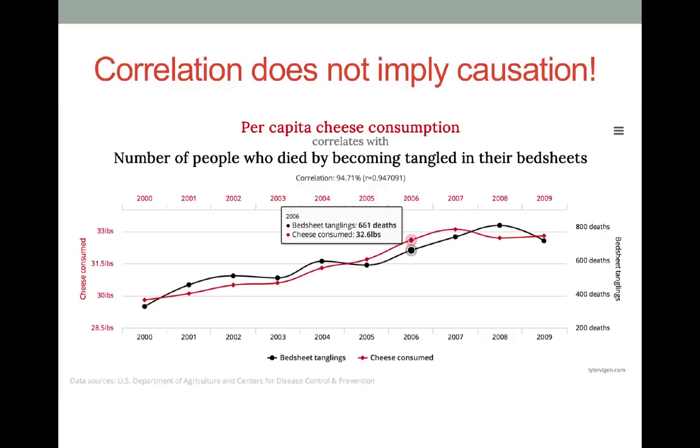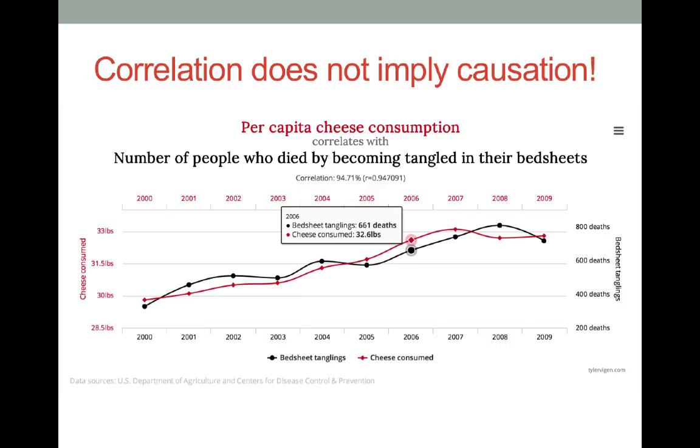Does that mean that eating cheese causes people to become tangled in their bed sheets? No, obviously not. So just because two things are correlated does not mean that one causes the other. It only means that there is some statistical relationship. There may not be a practical relationship.